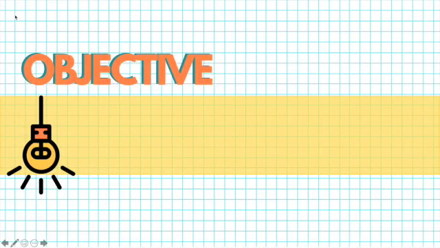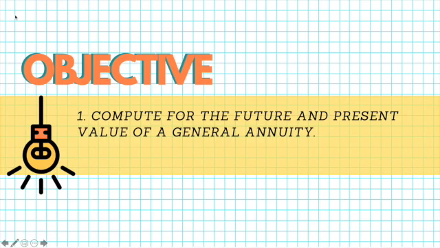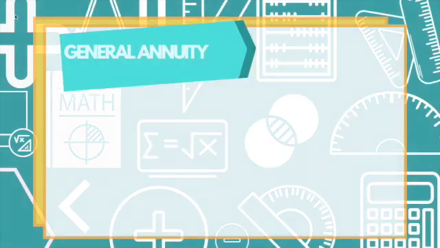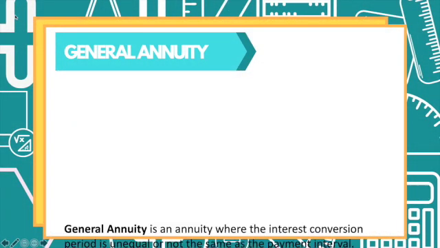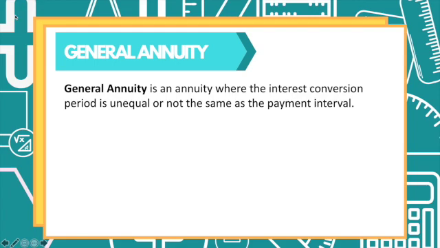So the objective for today's video is for you to be able to compute for the future and present value of a general annuity. Let's start with the definition of a general annuity. A general annuity is a type of annuity where the interest conversion period is unequal or not the same as the payment interval. For example, you are paying monthly but you are compounding quarterly. So if the compounding period is not the same as your payment interval, then it falls under general annuity.